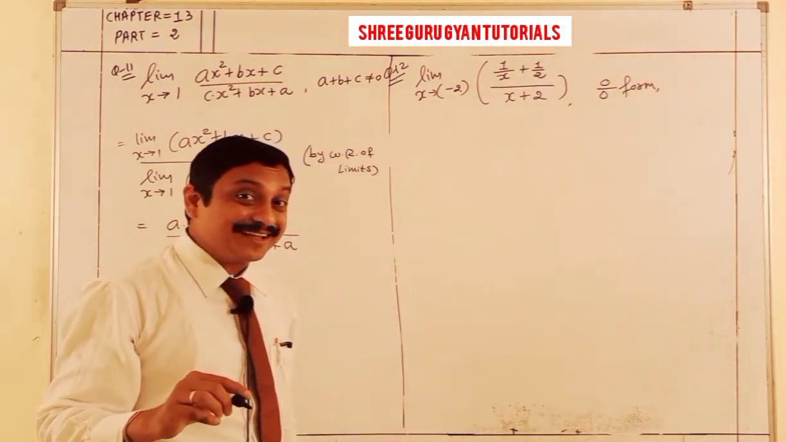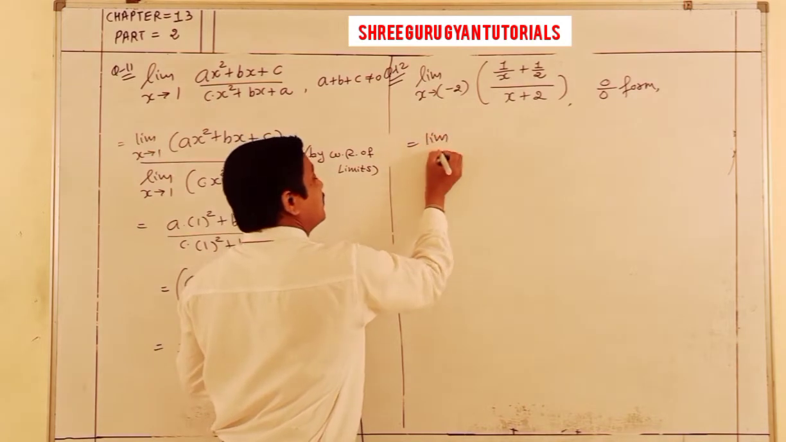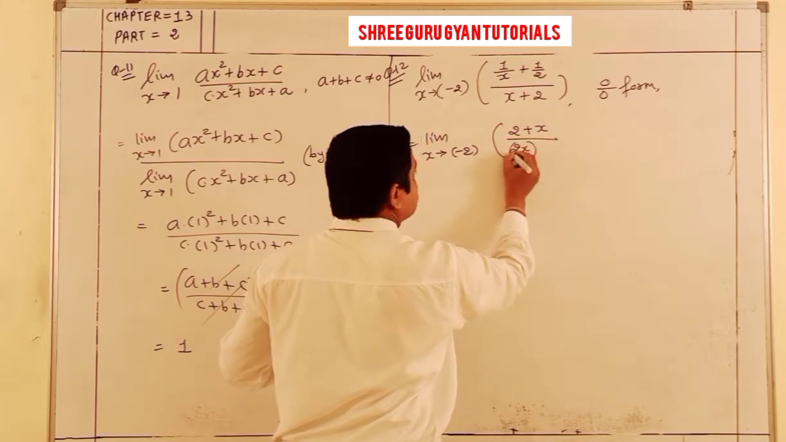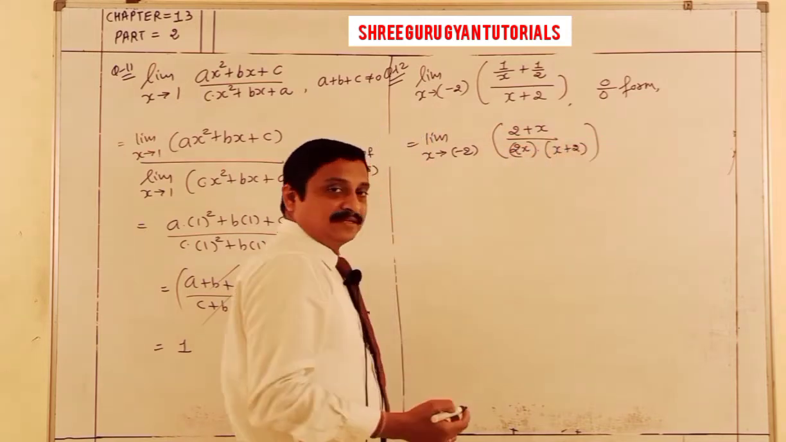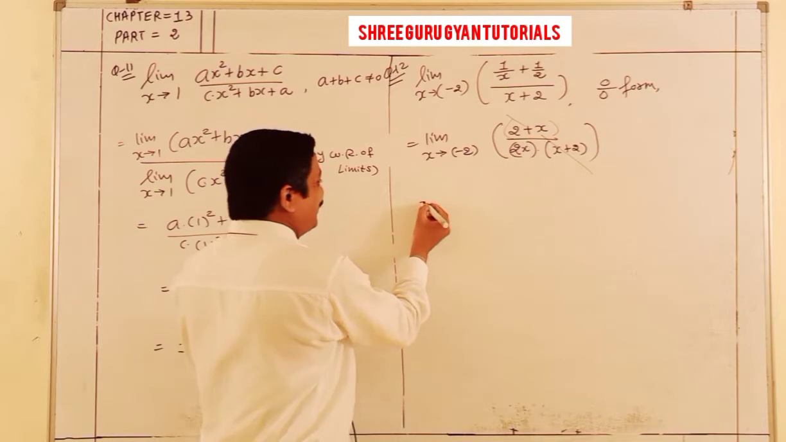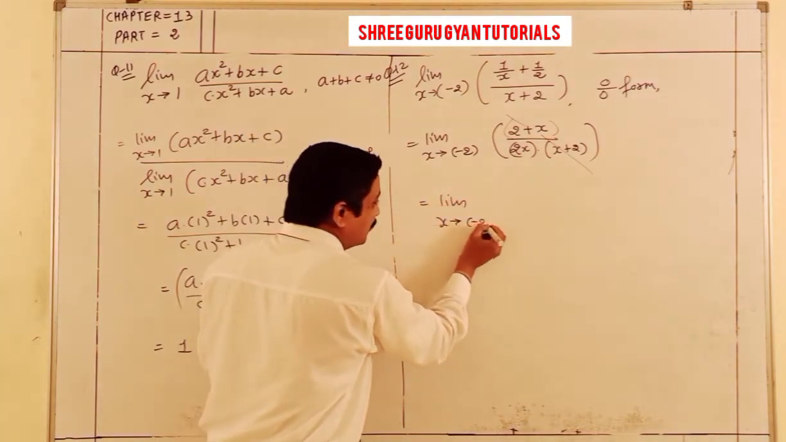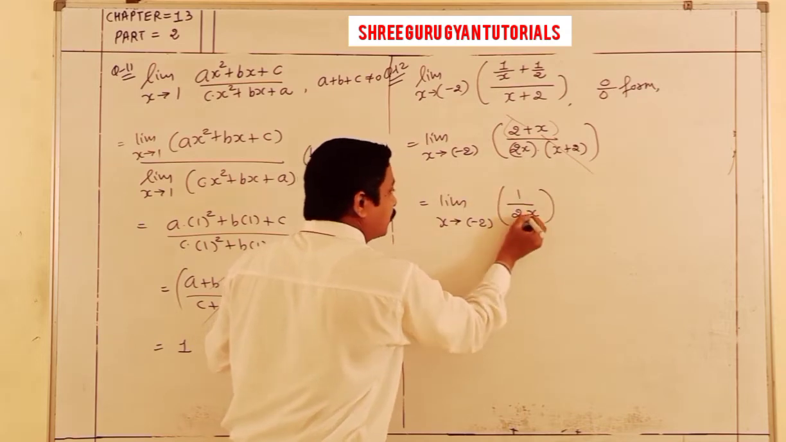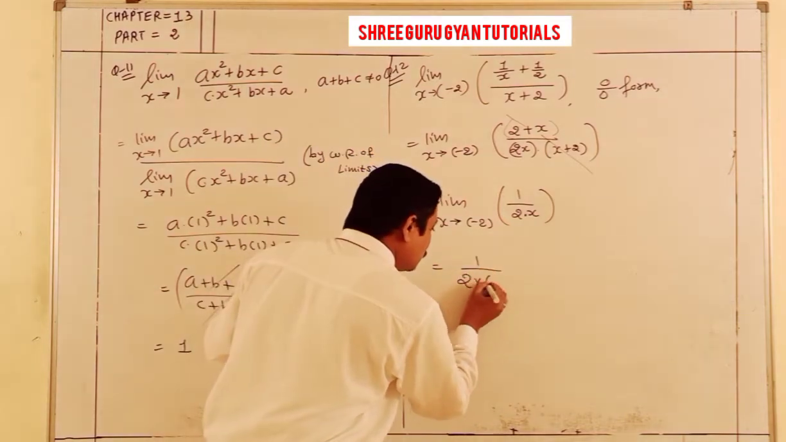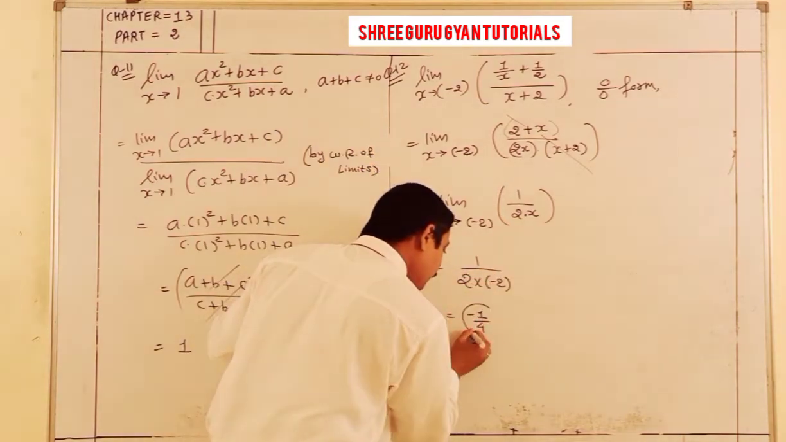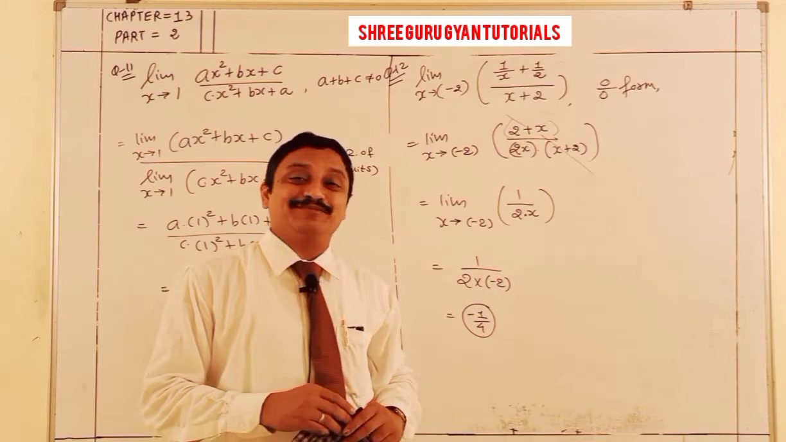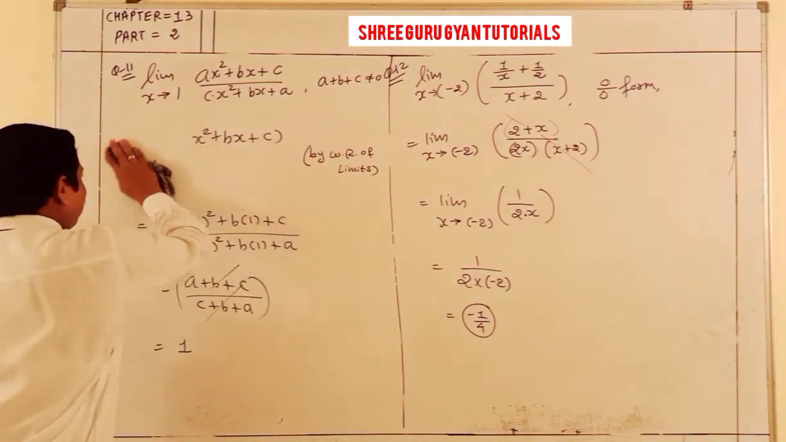So I just convert it by taking the LCM form. Limit x tends to minus 2 of (2 plus x) by 2x, upon x plus 2. Indirectly, 2 plus x and x plus 2 both cancel. Only the remaining part is left, and here put the limit in place of x, minus 2. So my answer is done: 1 upon 2 into minus 2, it is 1 by 4, but minus. That's a simple answer. Now students, we are going ahead to new questions related to trigonometric limits.